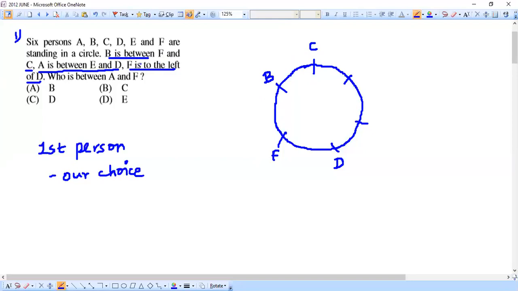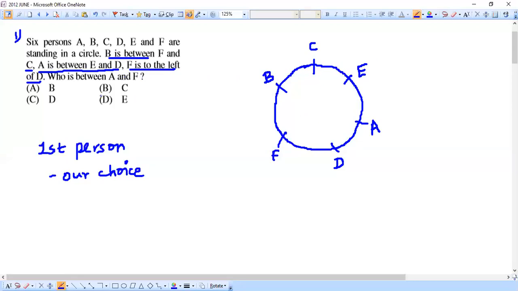Next, what else do we have? We have the second condition, which says A is between E and D. If A is between E and D, now we have no other choice. E must be here, so that we have only one position in between E and D. Now again, read the second statement: A is between E and D. Position E here, so that we have A in between D and E. Very simple. That means we have clearly got all six people's positions.